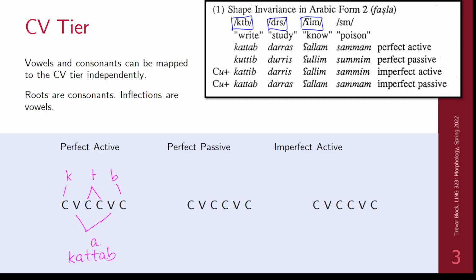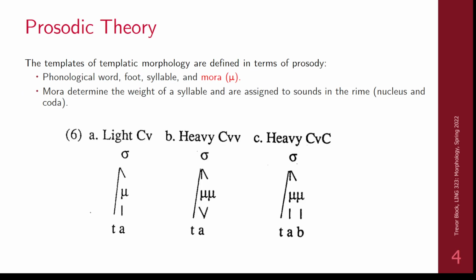If we compare this to the perfect passive, the second line here, the vowels are U and I. So we can set this up in the same way, KTB, UI. We'll do the same linking with the consonants, but this time each of the vowels can get a different link to the V's. So both vowels are retained and we get KUTTIB. And that's the perfect passive of write. The imperfect active would be the same way. So here it's just A and I, KTB, and you can probably see how to link that. So that is an original analysis of Arabic verbs.